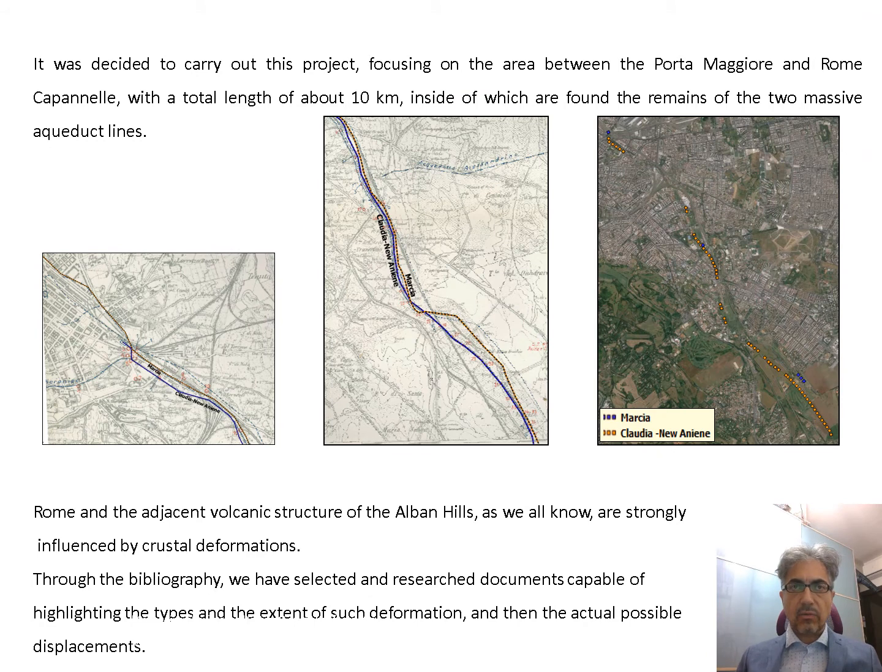We decided to focus our research on the area between Porta Maggiore, that is near the center of Rome, and Capannelle, that is an area in the neighborhood of Rome, but still in the urban area. The length of the aqueduct under study is 10 kilometers. It is important to underline that this area, like the whole part of the Alban Hills, is still affected by geodynamic movements.